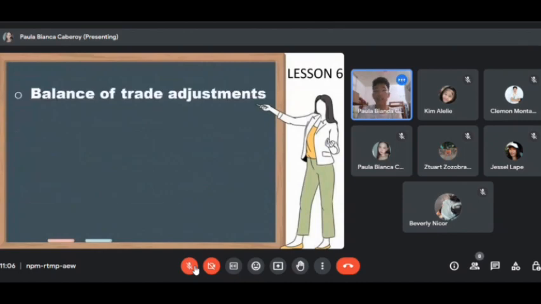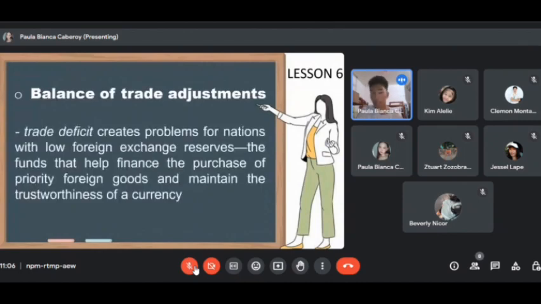So, balance of trade adjustments. A trade deficit creates problems for nations with low foreign exchange reserves and funds that help finance the purchase of priority foreign goods and maintain the trustworthiness of a currency. So, balance of trade adjustment means managing imports and exports to maintain a favorable trade balance.